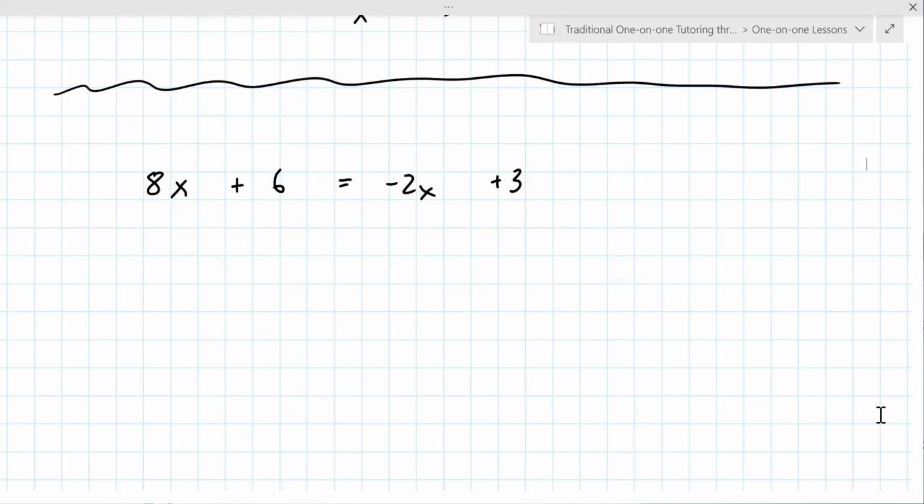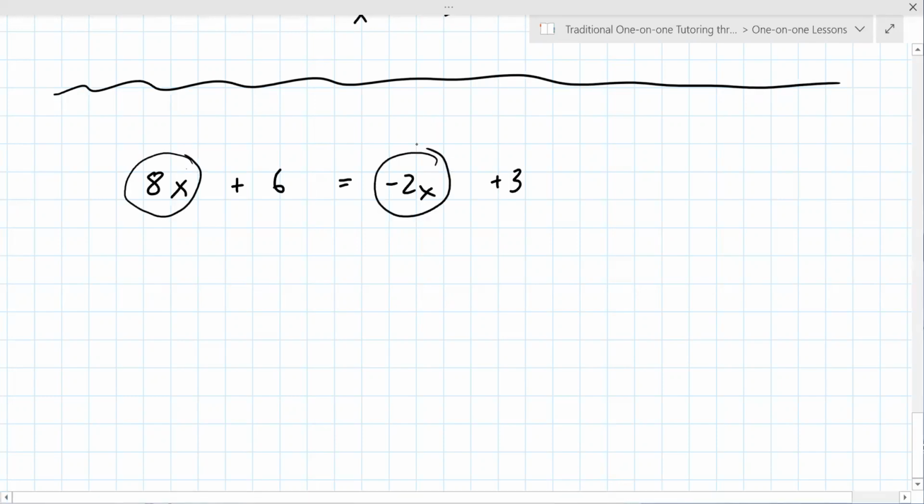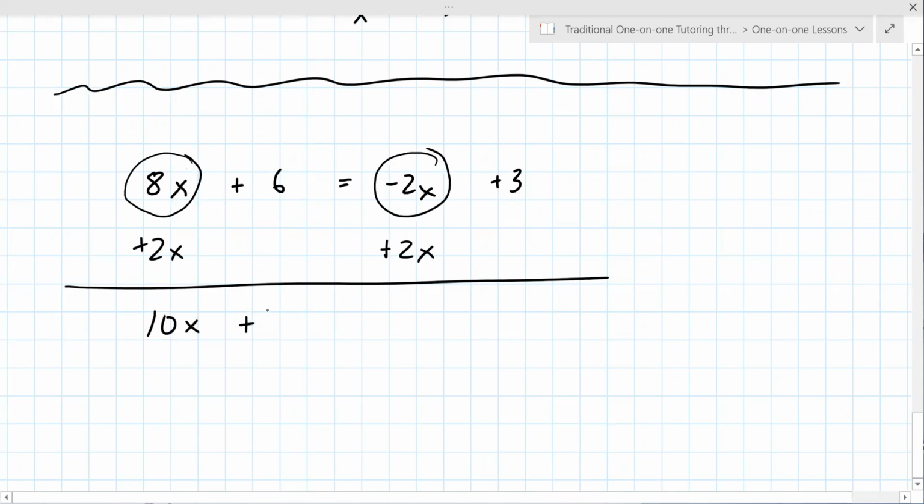Yeah, I'm a little lost. Okay, so which is smaller, 8x or minus 2x? Minus 2x. So how do you undo subtraction? Addition. So you add 2x to both sides. Yeah. What is 8x plus 2x? 10x. 10x plus 6 because you bring it down.